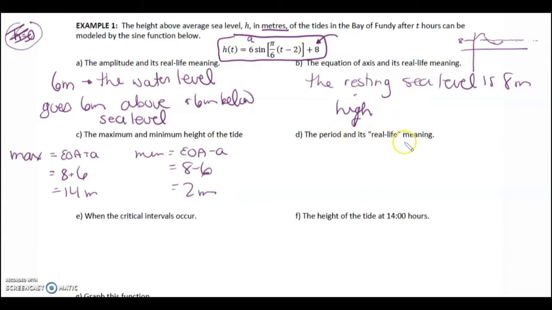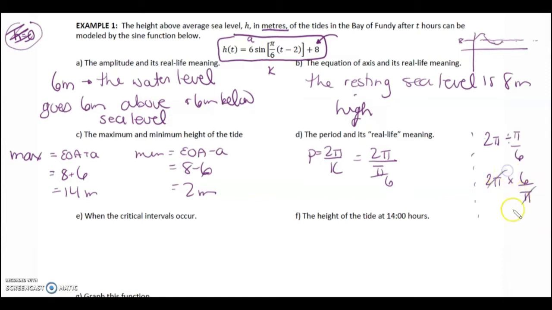Okay, and the period in its real life meaning. So period is 2 pi by k. So we're going to go 2 pi by, our k value is pi by 6. I'll write it right here. That's our k value. K is pi by 6. If you're not comfortable with a fraction over a fraction, take it to the side of your paper. I'm going to rewrite this as 2 pi divided by pi by 6. And we can't divide fractions, so let's go 2 pi times 6 over pi. And we cancel out the pi's and we get 12.